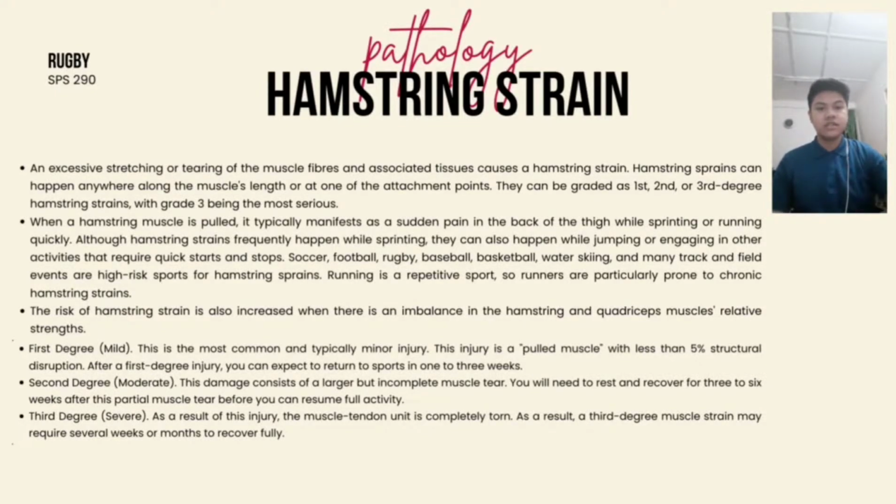The second one is second degree, which is moderate. This damage consists of a larger but incomplete muscle tear. You will need to rest and recover for 3 to 6 weeks after this partial muscle tear before you can resume your full activity. The third one is third degree, which is severe. As a result of this injury, the muscle tendon unit is completely torn. As a result, a third degree muscle strain may require several weeks or months to recover fully. That is the effect of hamstring strain injury to the player.